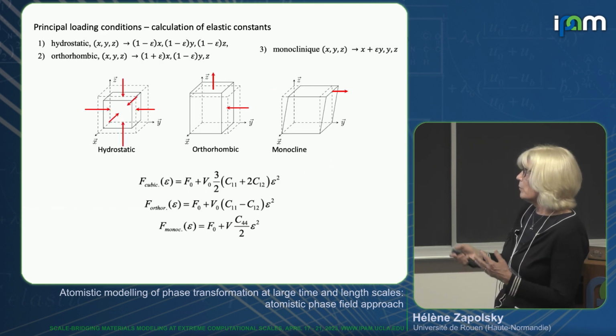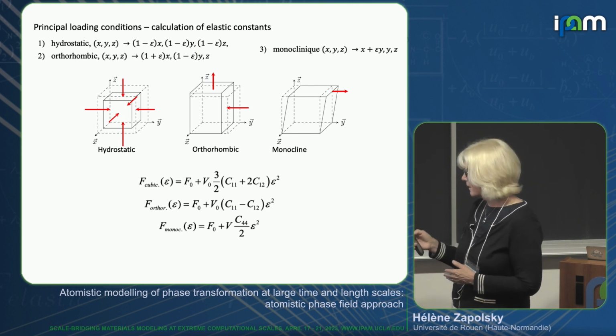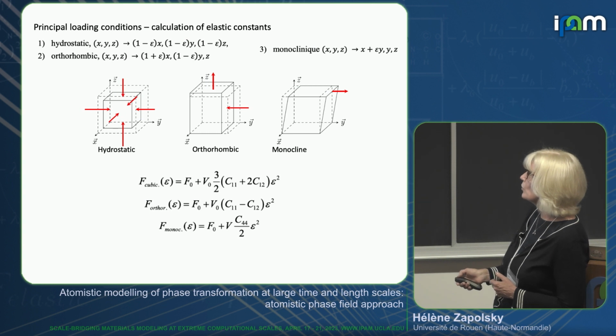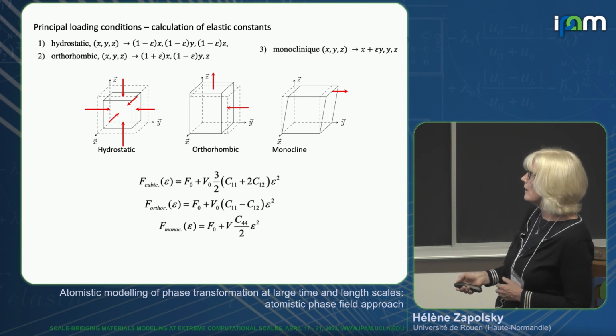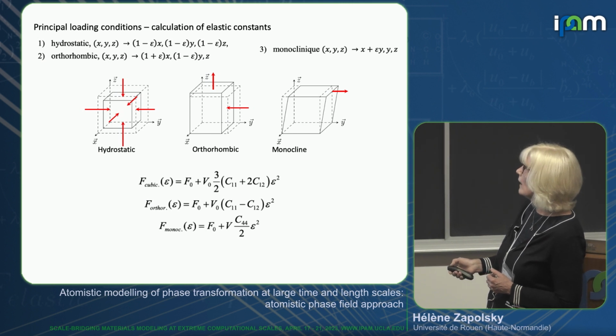So to test, for example, we choose some Gaussian function, and we would like to know if we can describe our real materials. Here is just to show how we proceed. We apply hydrostatic, orthorhombic, and monoclinic deformation. In the first case, we can obtain the evolution of the free energy, which is proportional to the bulk modulus, C11 plus 2 C12 for the cubic system. It's just an example. Then we have some orthorhombic deformation, which gives us C11 minus C12, and the shear monoclinic deformation can give us C44.